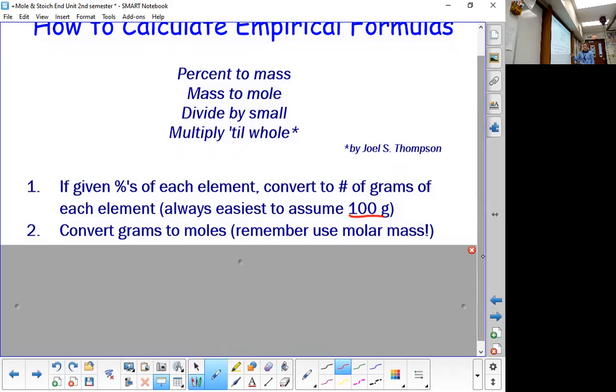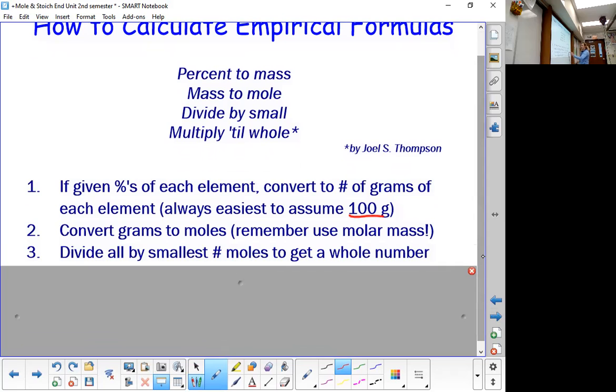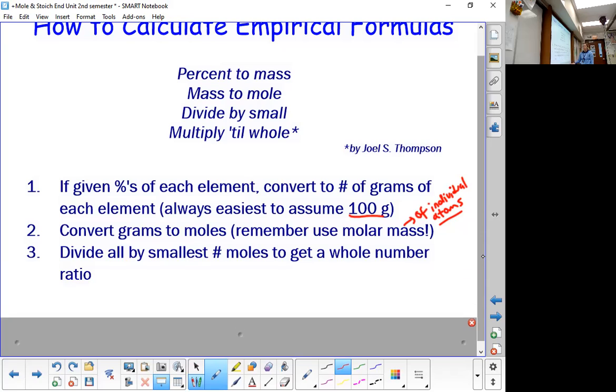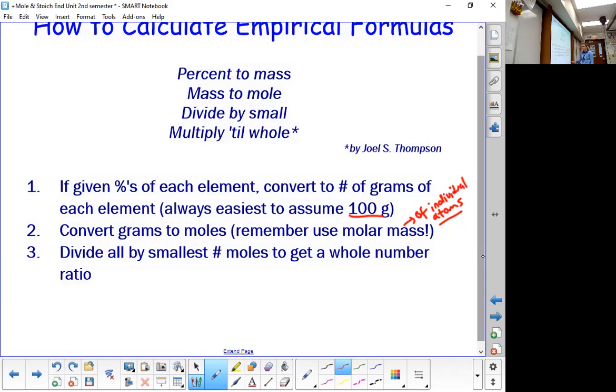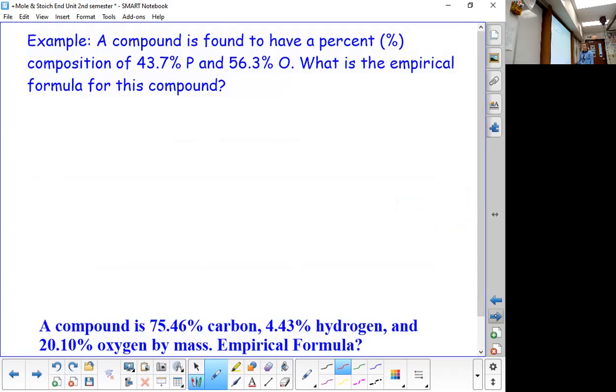Whenever you have your amount of grams, you're going to convert to moles, using the molar mass of, in this case, individual atoms. This is a difference you're going to see in this process, because it is analyzing individual atoms. Even if something would normally be a diatomic, we're going to analyze it as individual atoms. And then you're going to divide by the smallest number of moles, once you have them all in moles, to get a whole number ratio. And if it's not a whole number, then I'll show you what to do.